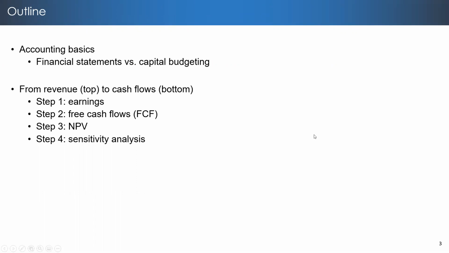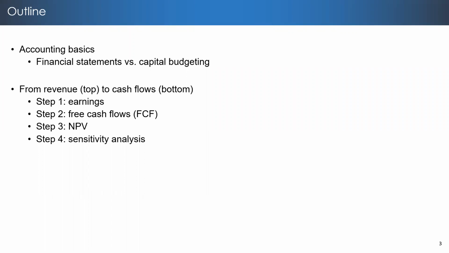We're going to get into some accounting basics, just some terminologies on different items that are involved in doing capital budgeting. And a lot of these items are the same as those in the financial statements that companies report periodically.